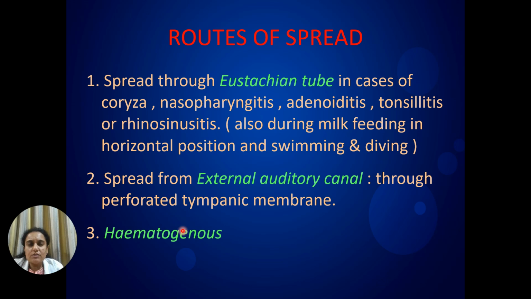Now, how does the infection from the nose or the nasopharynx reach the middle ear? So, the routes of spread of infection, the first one being directly through the eustachian tube. So, in case of any adenoiditis or tonsillitis or rhinitis, sinusitis, allergic cases, and also faulty feeding methods, it directly enters through the eustachian tube into the middle ear.